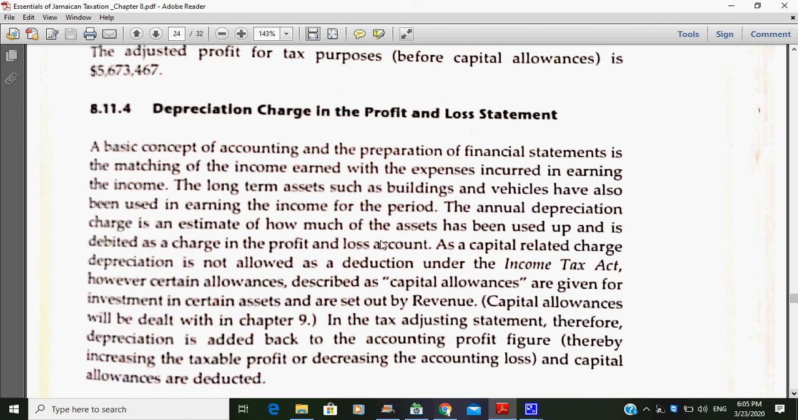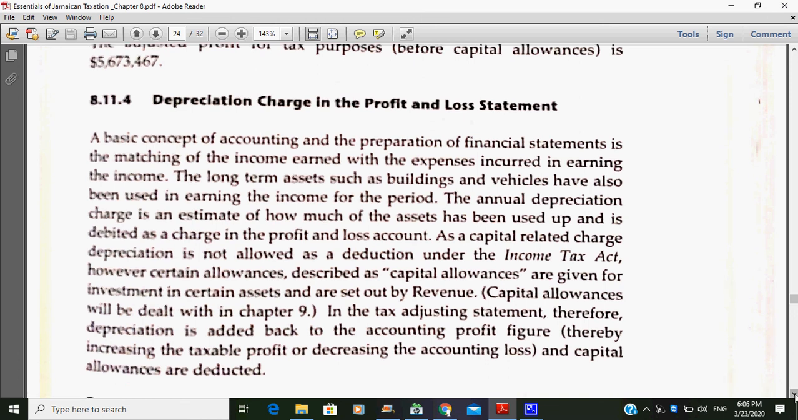As a capital-related charge, depreciation is not allowed as a deduction under the Income Tax Act. However, certain allowances described as capital allowances, which we did in previous lessons, are given for investment in certain assets and are set out by Revenue. In the tax adjusting statement, therefore, the depreciation is added back to the accounting profit figure, thereby increasing the taxable profit or decreasing the accounting loss, and the capital allowances are deducted.